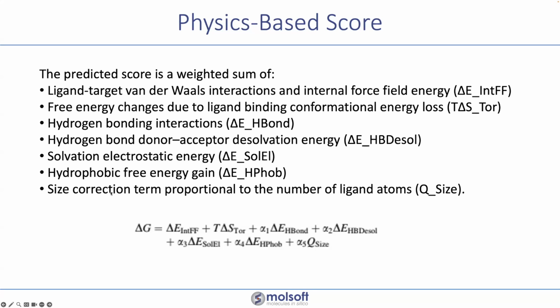And there's also a size correction regarding the number of ligand atoms. Each of these terms is weighted, and they're trained on a benchmark. There's also a penalty for entropy. You need to account for the loss of degrees of freedom upon binding when your ligand binds. So this is the physics-based score.